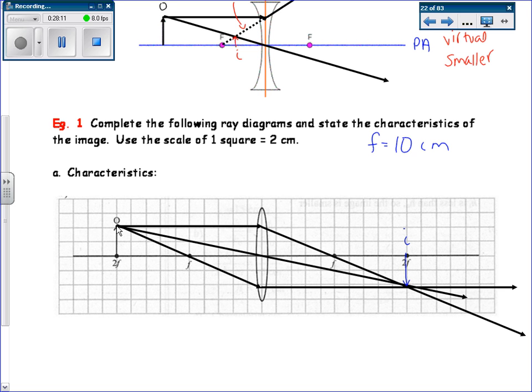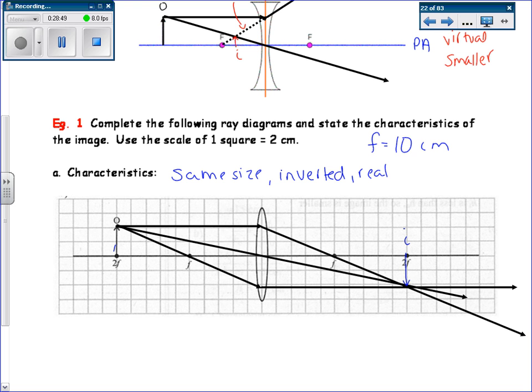And this also illustrates one of the rules, something that always happens. When you have an object on 2 times the focal point, the image will always be on 2 times the focal point on the other side. It will always be inverted, which means it's real, and it will always be the same size. So when your object is on 2f, your image will be on 2f. It will be the same size. It's inverted, which means it's real.